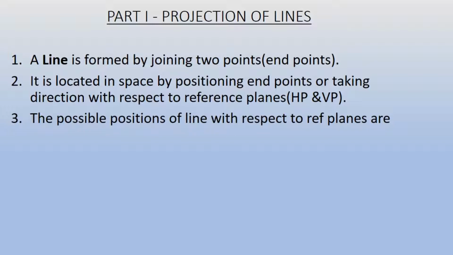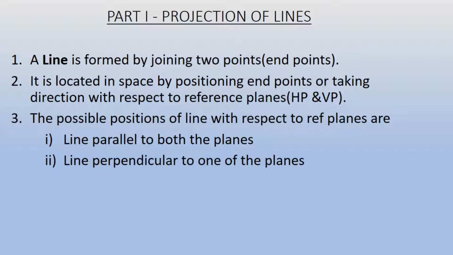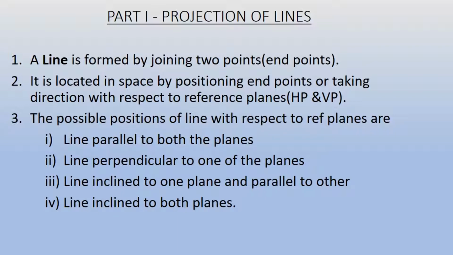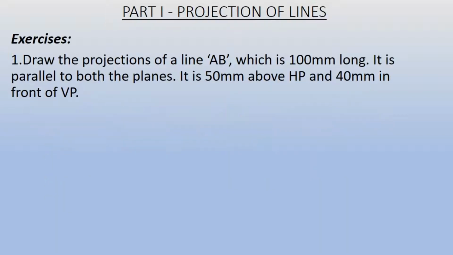So there are possible orientations of a line with respect to reference planes. They are: line parallel to both the planes, that means a line will be parallel to both horizontal and vertical plane. In the next scenario, line may be perpendicular to one of the planes and parallel to the other. In the third case, line inclined to one plane and parallel to other. And in the fourth case, line inclined to both the planes. So we will see these four cases one by one by doing some exercises.